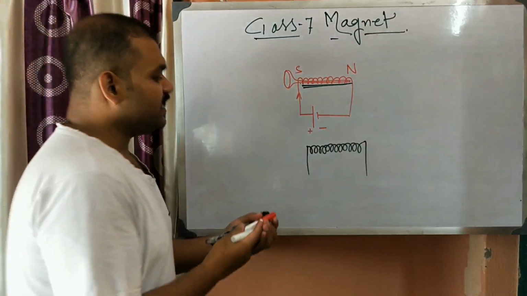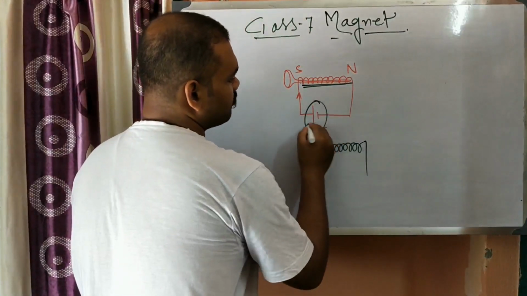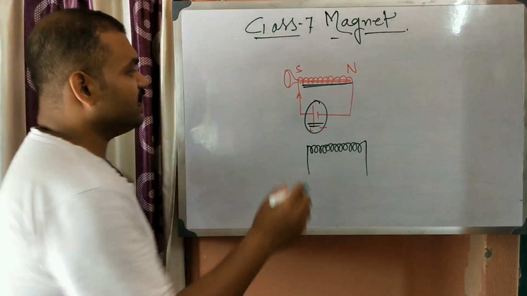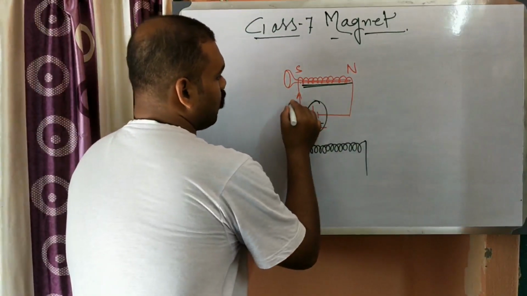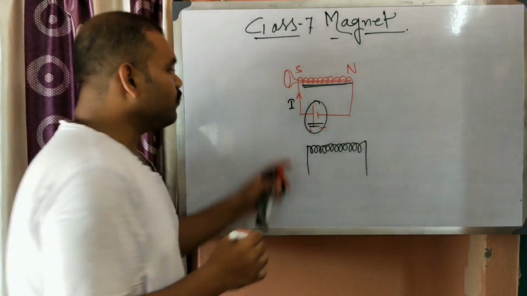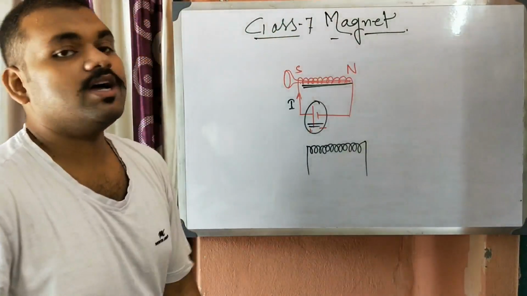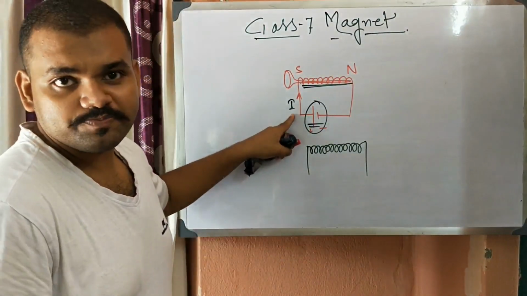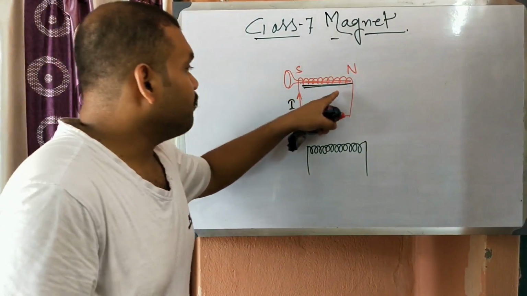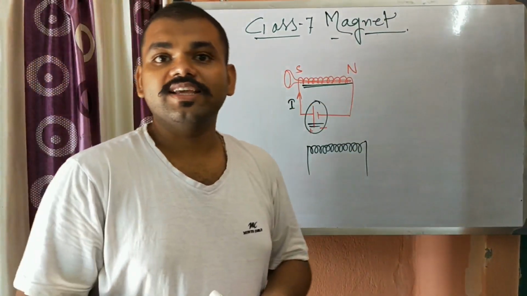And if we increase the potential of this battery or potential of this cell, or if we increase the amount of current, let us talk about current. So if you increase the amount of current flowing through the conductor, then also the magnetic strength of this electromagnet will increase.